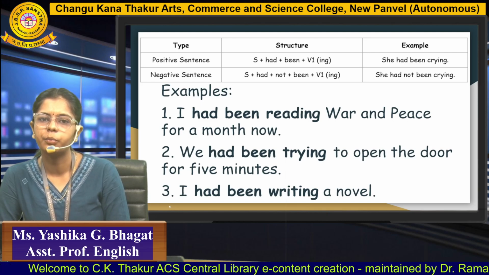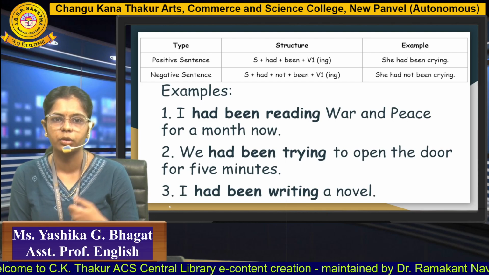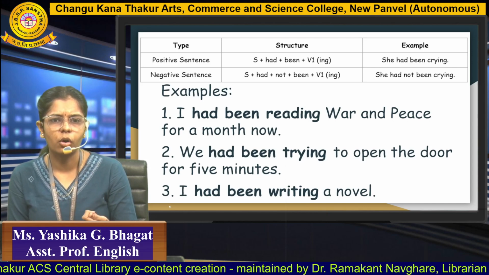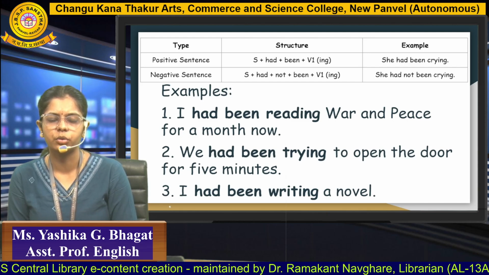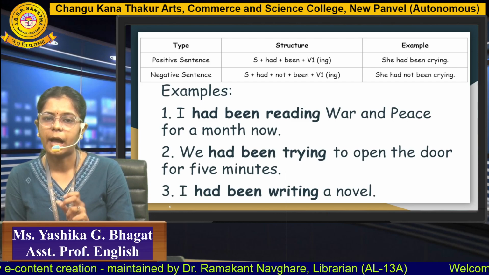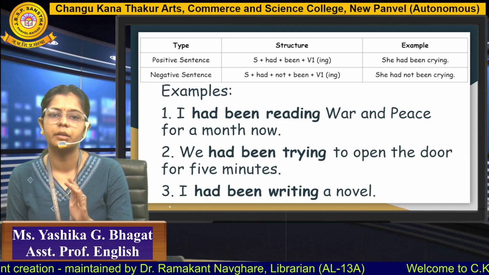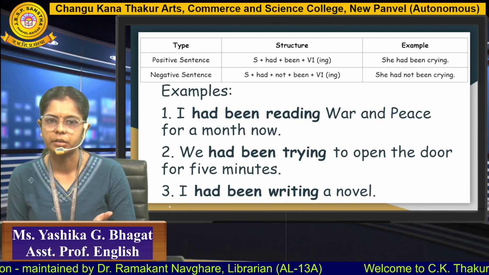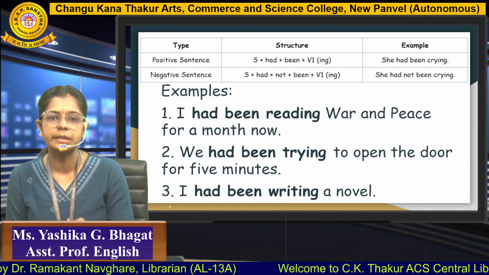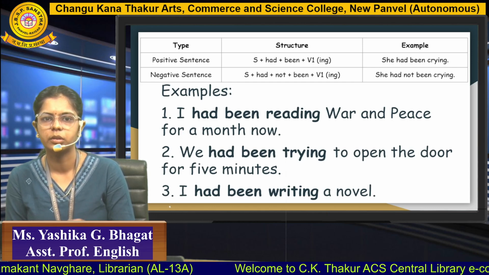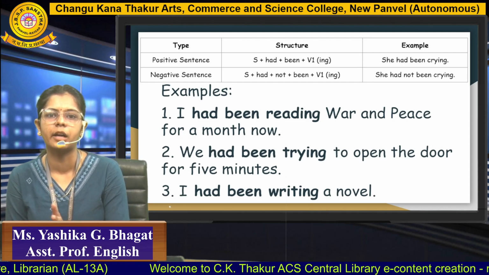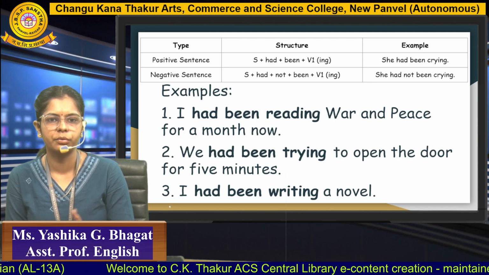Second example, we had been trying to open the door for 5 minutes. Let us assume a scenario where the door is locked and people are trying to open the door. So we had been trying to open the door for 5 minutes. The action of trying has been started 5 minutes ago. That is in the past, 5 minutes ago. But the door is still not open. The people are still trying. We are still trying. So the action has started in the past, but it is still in continuation. We had been trying to open the door for 5 minutes.